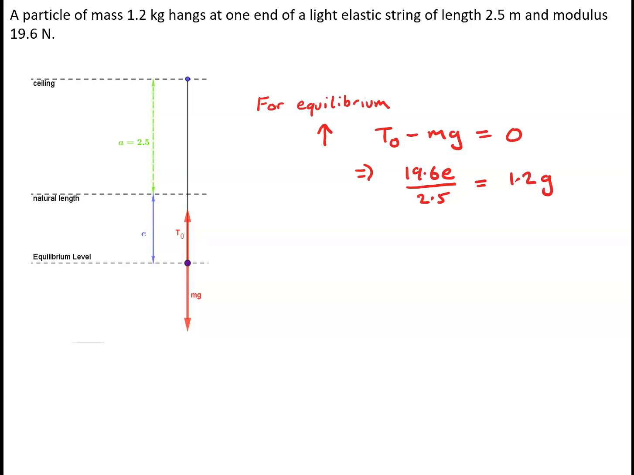Now Hooke's law tells me that the tension in the string is going to be the modulus lambda, which in this case is 19.6, times the extension, which in this case we have shown as e, divided by the natural length of the string, which is 2.5, and that must equal mg, which is just 1.2 g. So, in other words, e is 1.2 g times 2.5 divided by 19.6, which gives me a value of e of 1.5. So, in equilibrium, the string is going to be stretched by 1.5 meters.